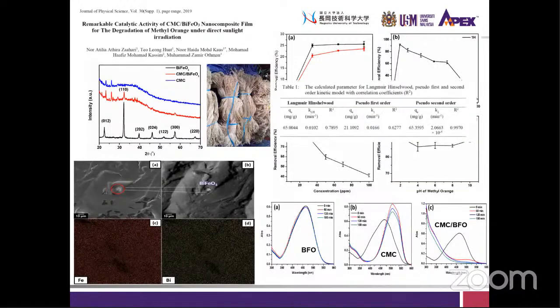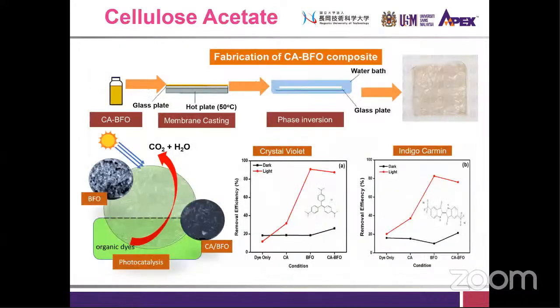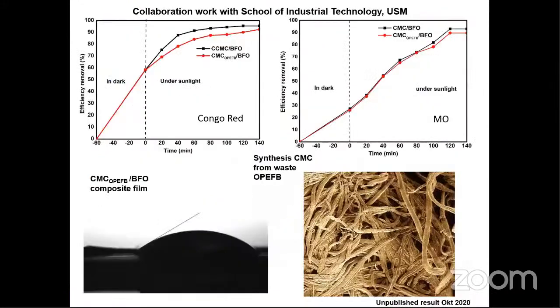Most of it, the kinetics is pseudo second order. All right, and then we also tried this. This is another approach where we use cellulose acetate, but using phase inversion, we want it to be a very thin film like this. And it works really nicely for crystal violet, and the mixed dyes of crystal violet and indigo carmine. So this is still unpublished results yet.